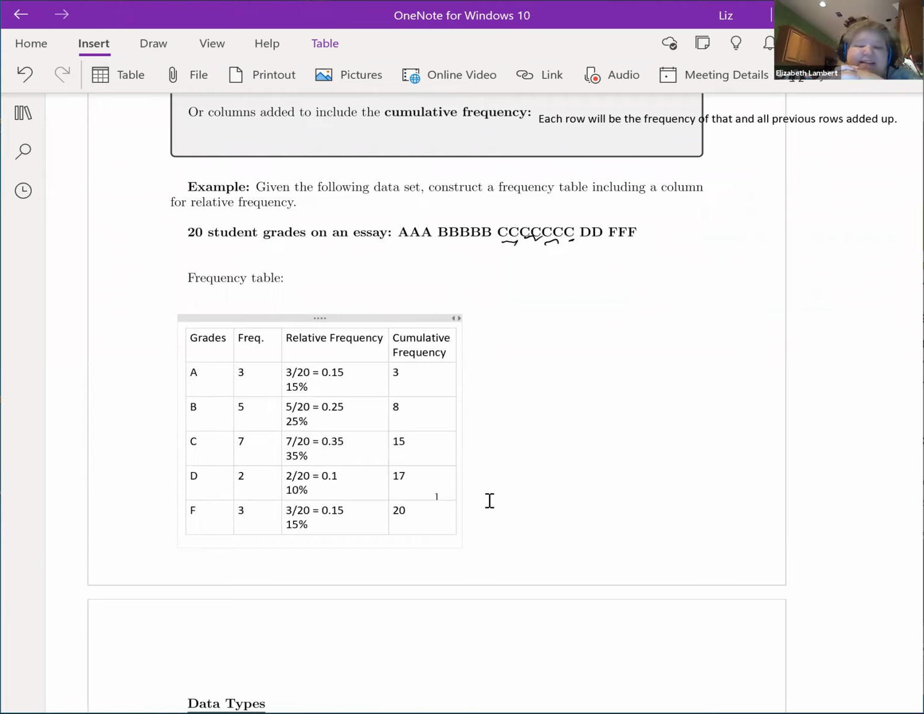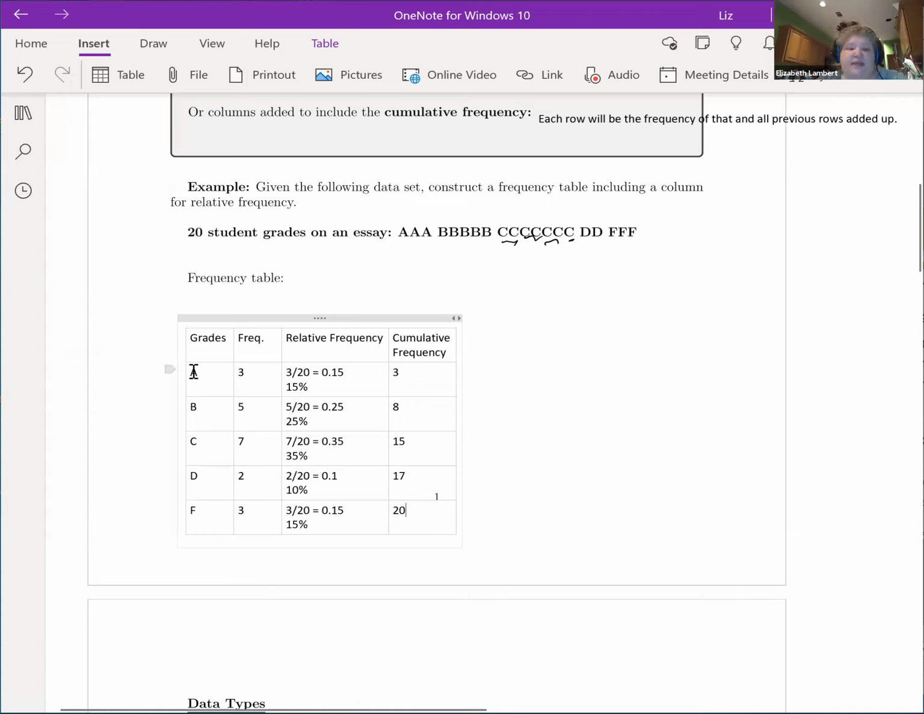Sometimes people use it. The nice thing is at the end, you see the total number. And if you plot this as a line graph, you can kind of see the trend as you move through the categories. It doesn't make sense for some data. It does for others.